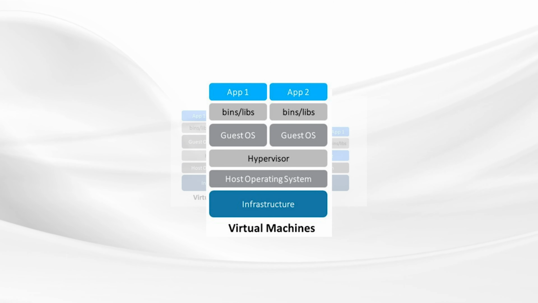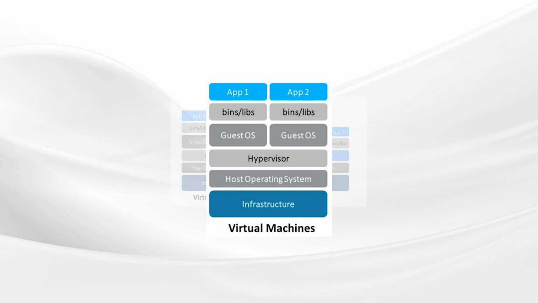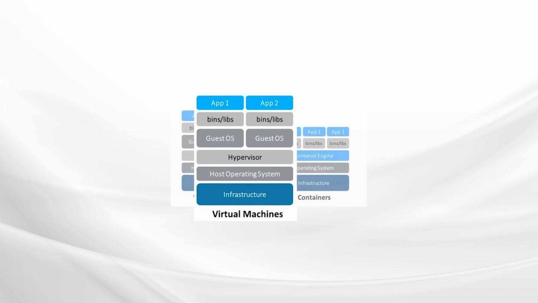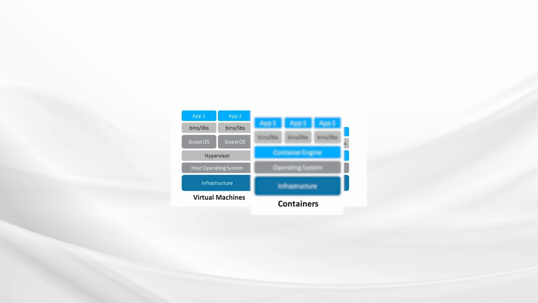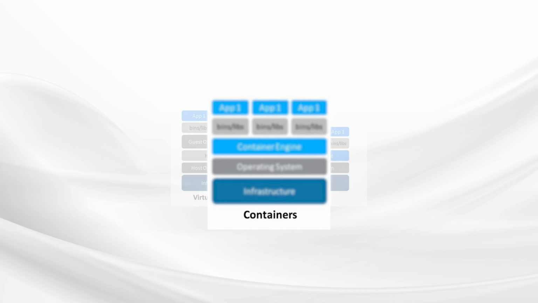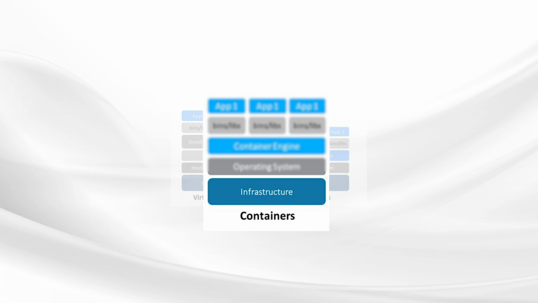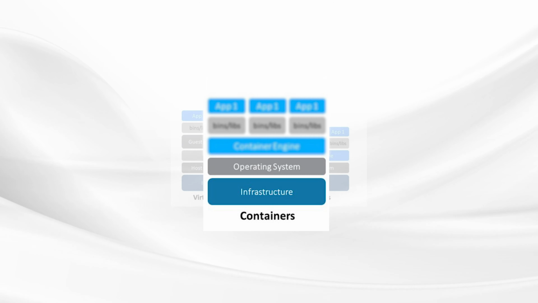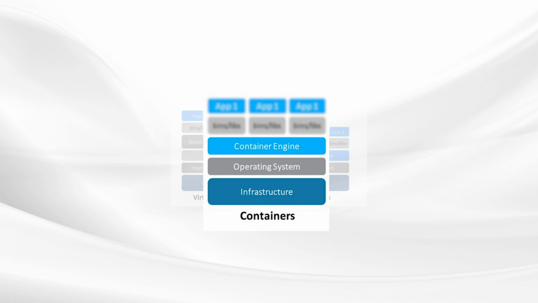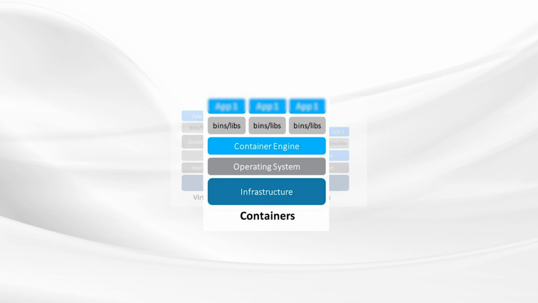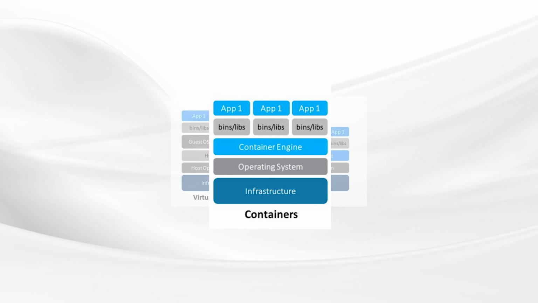And if you want to have your applications running isolated from each other on different virtual machines, you are going to have an operating system bundled to each of your applications. On the side of the containers, you can see that you have your infrastructure, then your operating system, then the container engine, which has all of the necessary binaries and libraries, and that's it. This is all you need to run your application.